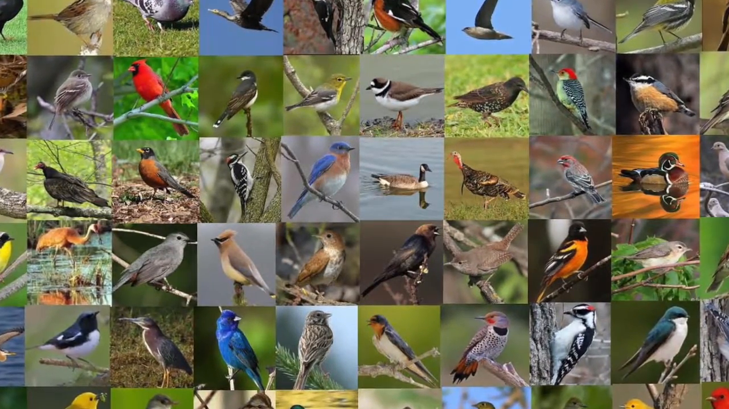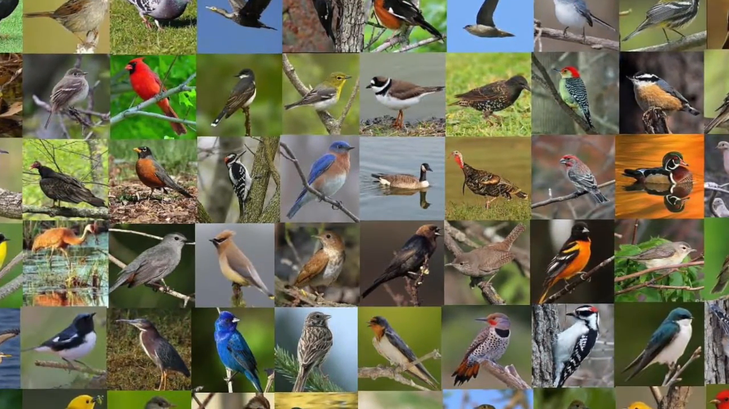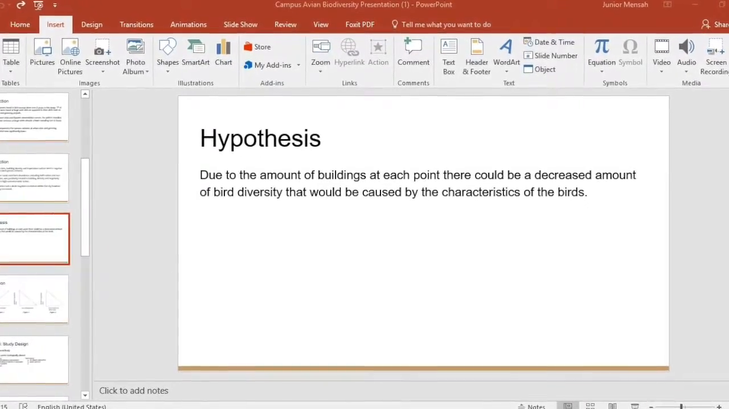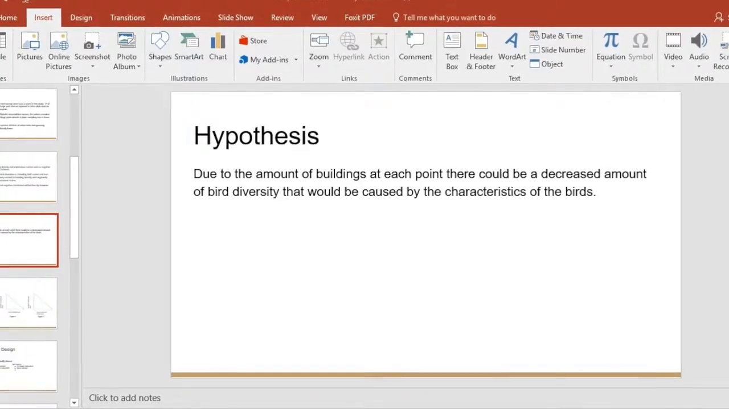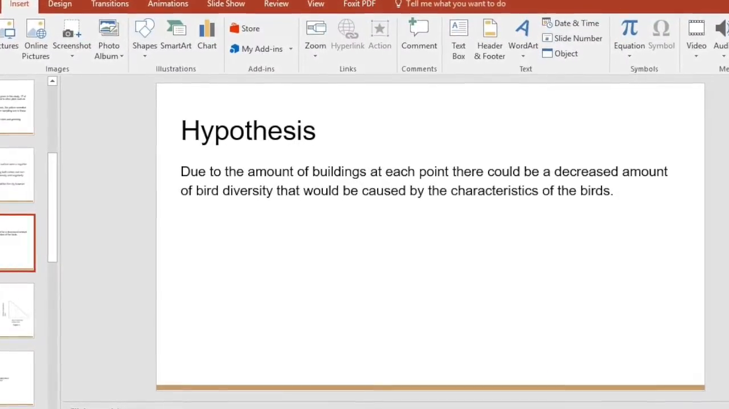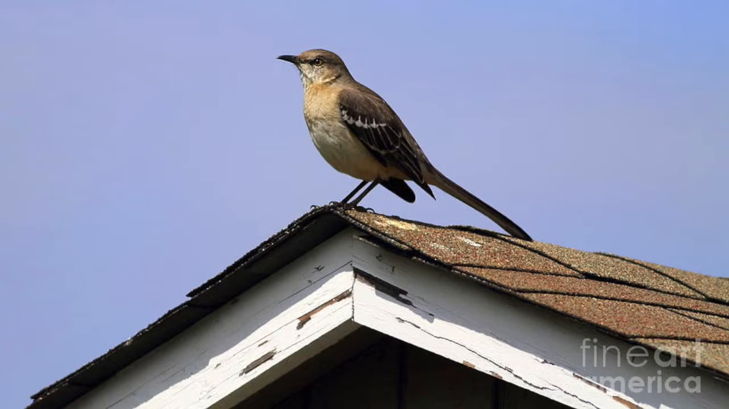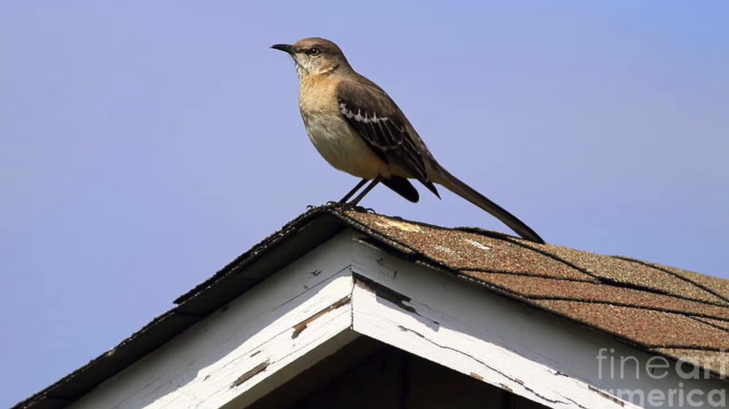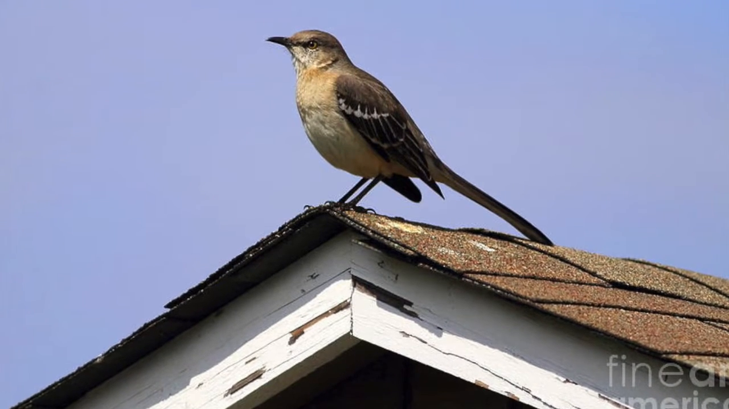Yes, you're exactly right. So in this research project, they used the research question to produce this hypothesis. Due to the amount of buildings at each point, there could be a decreased amount of bird diversity that would be caused by the characteristics of the birds, such as birds that are known to perch on roofs or fences of houses. And here's what they predicted about the diversity of the birds at the different land cover types.